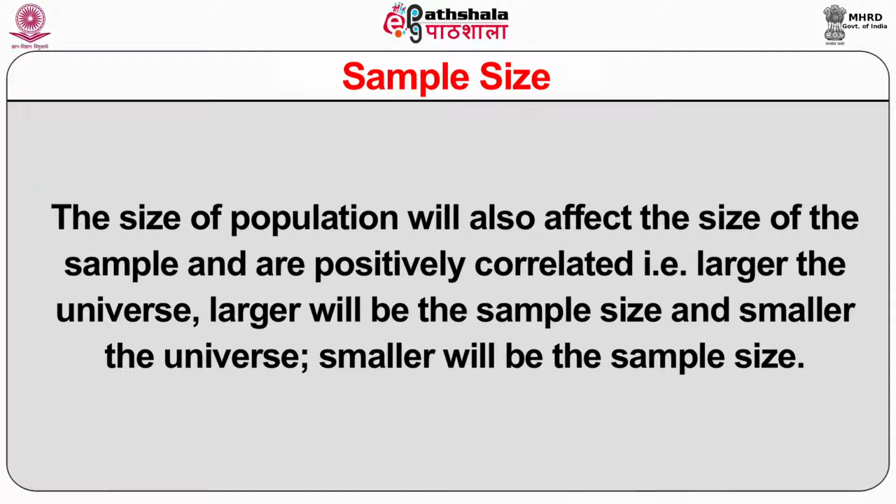The size of the population will also affect the size of the sample, and they are positively correlated. That is, the larger the universe, the larger the sample size, and the smaller the universe, the smaller the sample size. The total budget allocated to the research also influences the sample size. This again is positively correlated. A larger budget can enable the researcher to opt for a larger sample.